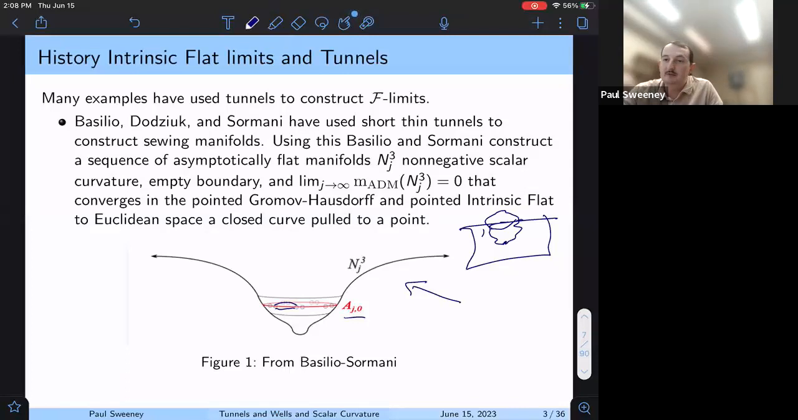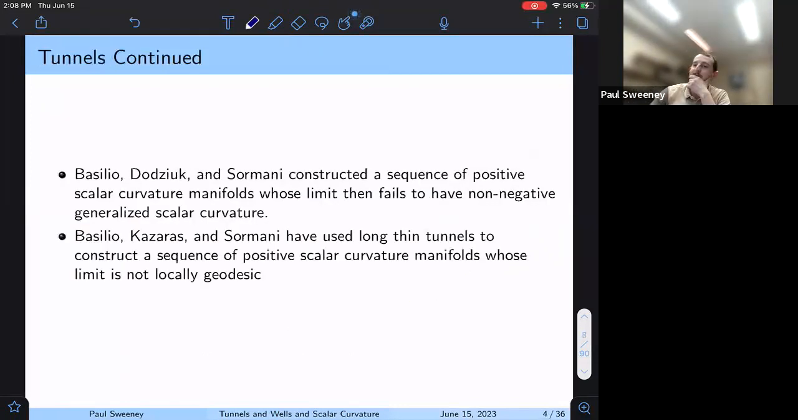So we see that tunnels can cause pathological limits we don't want, right? We would want a limit like this to converge to Euclidean space for stability of the positive mass. So somehow we need to think about what goes on with tunnels. Tunnels have also been used to construct other types of limits.